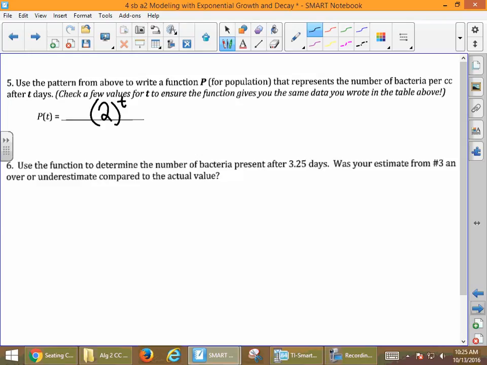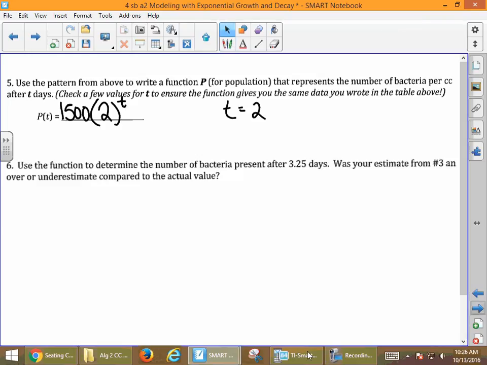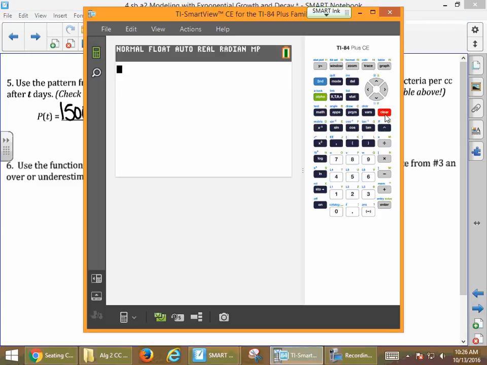But now what's going to happen is, we're starting with the value of 1,500. And that 1,500 is going to double. So for instance, if we say T is 2, it says check a few values. Let's just check one. If we say T is 2, we can pull out our calculators and type in 1,500 parentheses 2 to the 2.